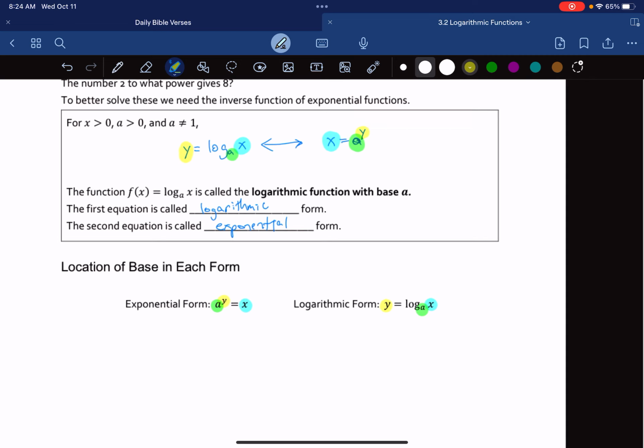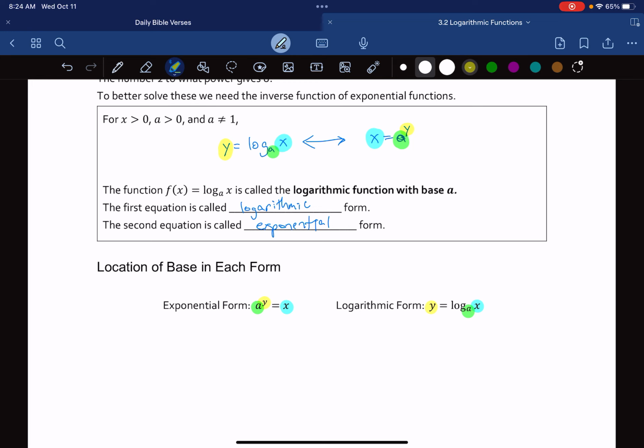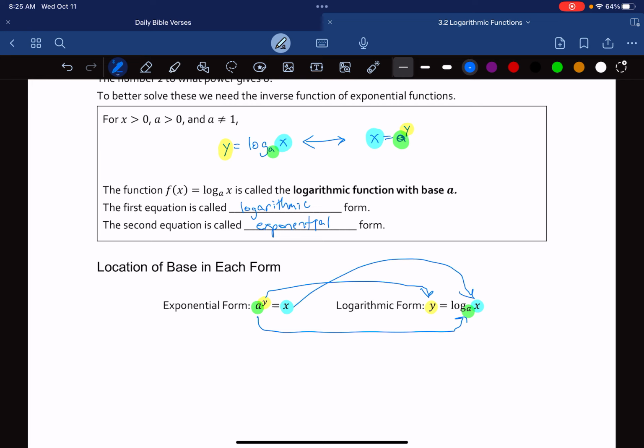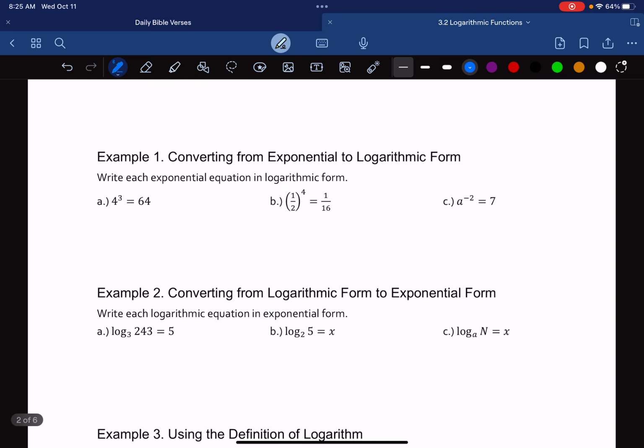All right, so you can just do a switcheroo with those things and swap them around to get from one form to the other. I don't necessarily love doing it that way, but it does work pretty well if you memorize that this one goes here and that one goes there. I just put a down here at the base, and I move y out in front, and then x goes over there, and that'll work for you. So let's take a look here, converting from exponential to logarithmic forms.